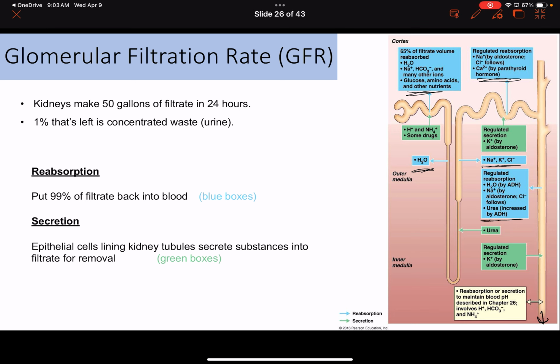And so secretion is epithelial cells that are lining the kidney tubules are going to secrete substances into the filtrate for removal. So reabsorption is all about keeping things that we want to keep. We reabsorb it back into the blood so the body keeps it. Secretion is all about getting rid of things that we don't want to keep. So we put it into the filtrate to be excreted out of the body.